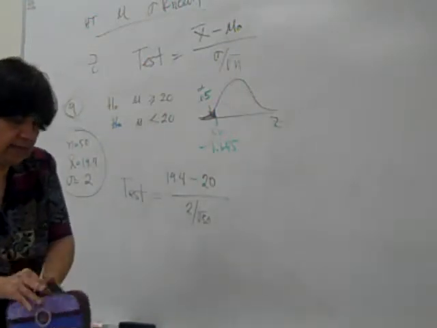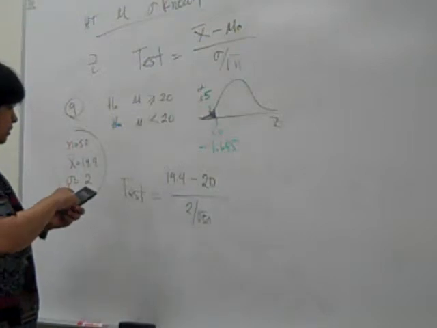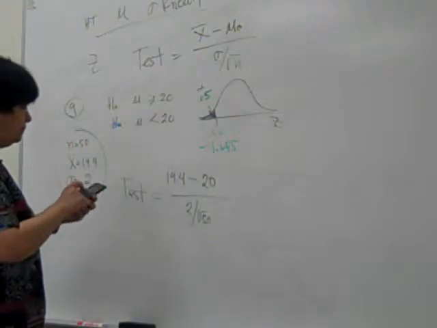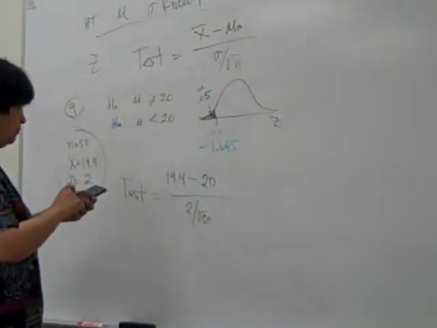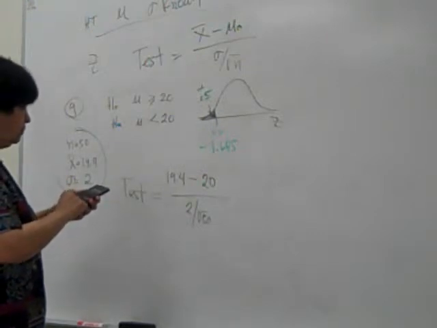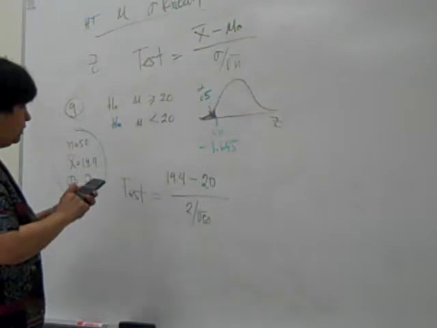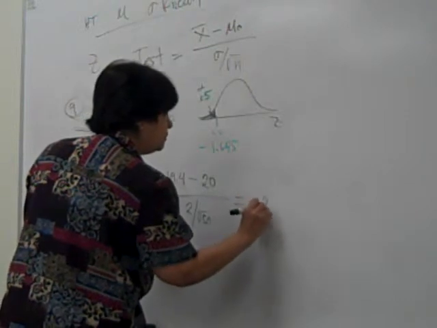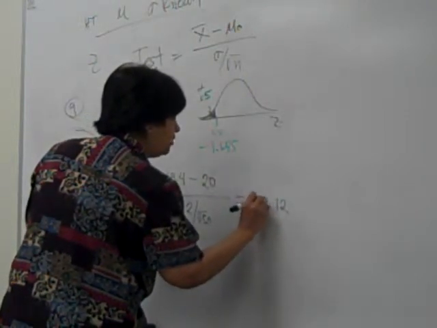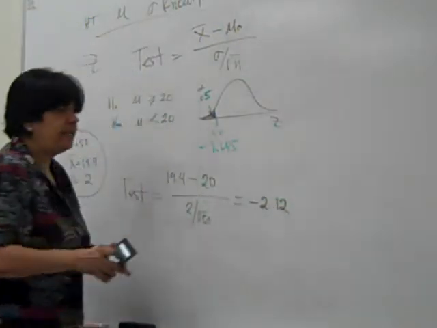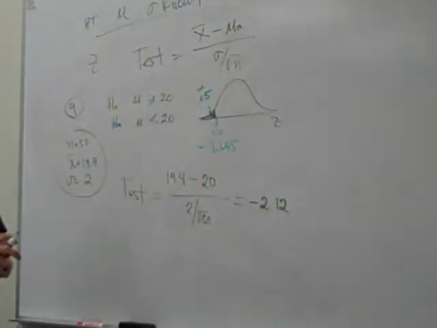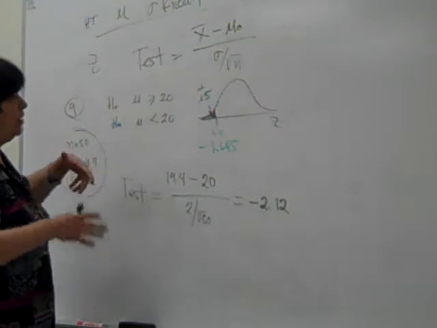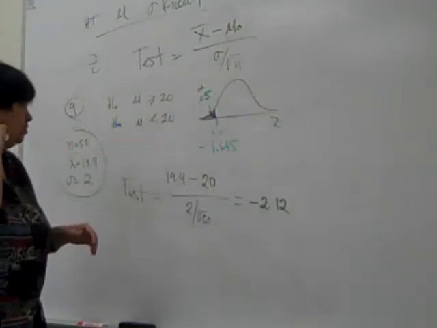And that is equal to negative 2.12. Okay, so that is the value of my test. Now, let's do this both ways: the critical value approach and the p-value approach.